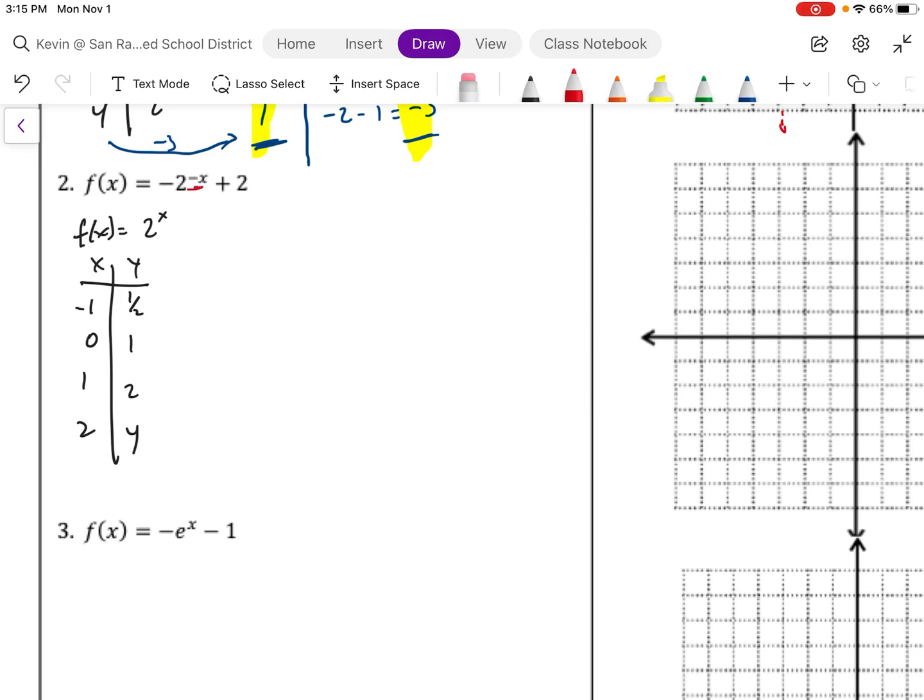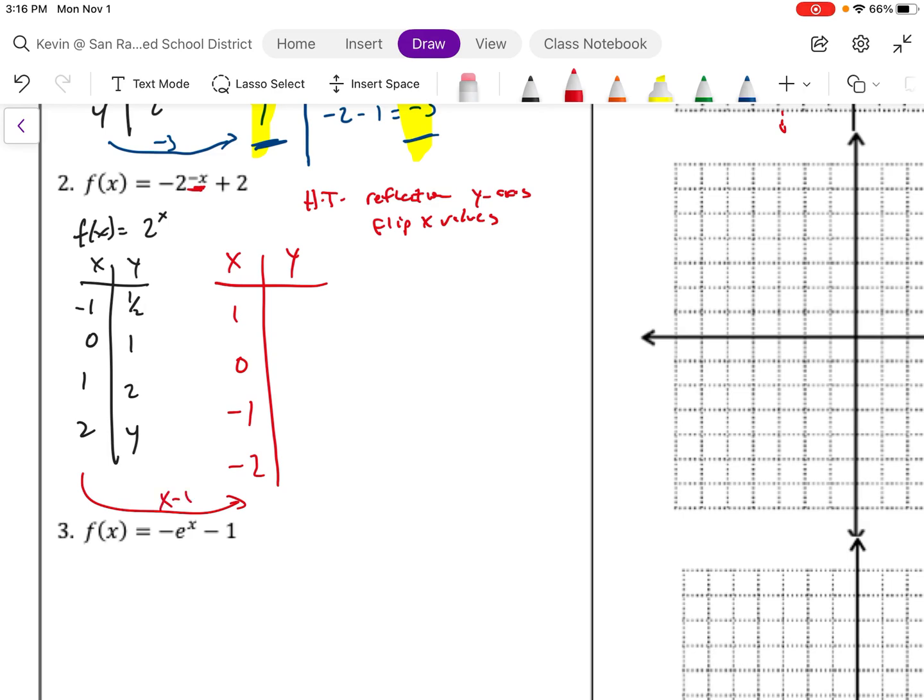Okay, transformations that we have. Right here we have a horizontal transformation, a reflection over the y-axis. So we're going to flip our x values. Since it's negative x, we're going to change the sign of our x values. If the x values are changing, that means it's a reflection over the y-axis. That is our only horizontal transformation. So let's do that: 1, 0, -1, -2. Basically multiplied everything by -1.